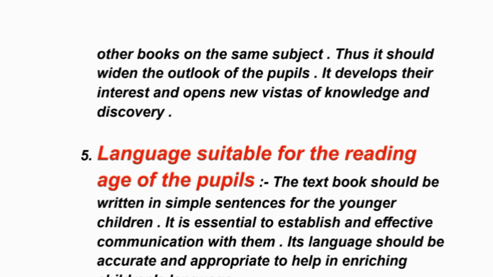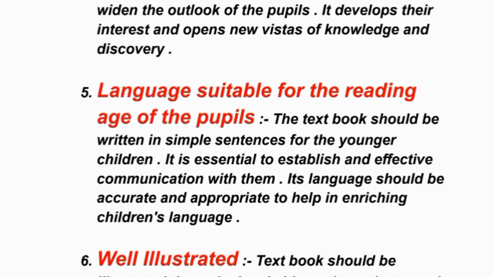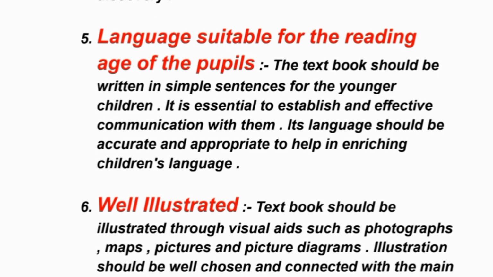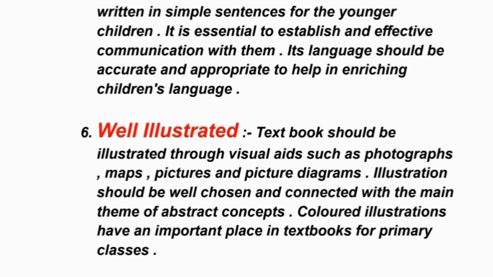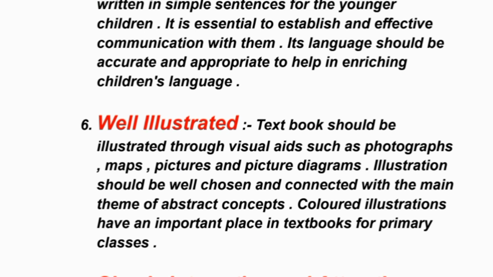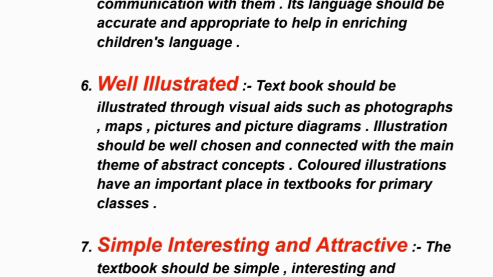Language suitable for the reading age of the pupils. The textbook should be written in simple sentences for the younger children. It is essential to establish effective communication with them. Its language should be accurate and appropriate to help in enriching children's language. Well illustrated. Textbooks should be illustrated through visual aids such as photographs, maps, pictures, and picture diagrams. Illustrations should be well chosen and connected with the main theme of the abstract concepts. Colored illustrations have an important place in textbooks for primary classes.